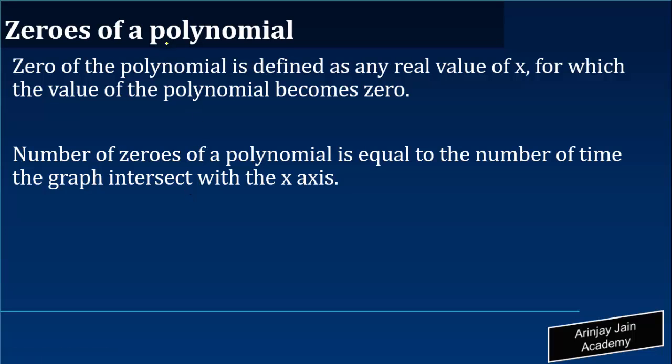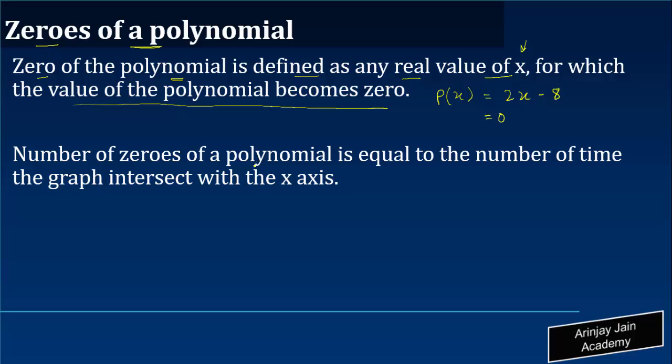In this video, we are going to understand the zeros of a polynomial. Now, in one of the previous videos, I told you that a zero of a polynomial is defined as any real value of x for which the value of the polynomial becomes 0. So in other words, if p(x) is equal to 2x minus 8, say for example, the value of x for which p(x) becomes 0 is known as the zero of a polynomial.